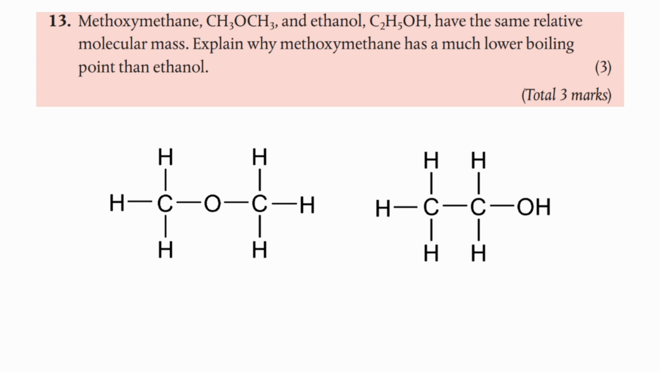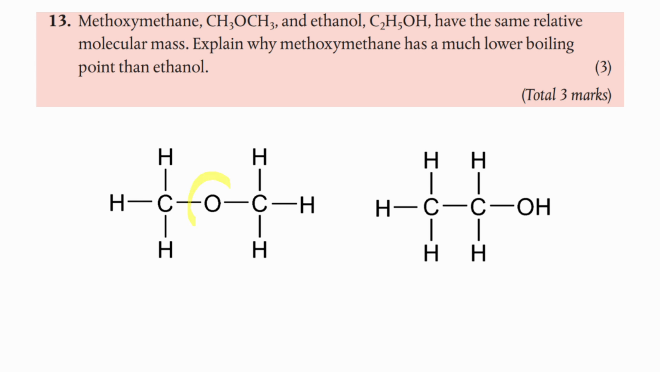Methoxymethane and ethanol have the same relative molecular mass. Explain why methoxymethane has a much lower boiling point than ethanol. I know we already talked about this, but I'm just going to make sure that we completely understand. When we are talking about intermolecular forces, the strongest intermolecular force is going to be hydrogen bonding, and hydrogen bonding can only occur when you have F, N, or O connected to a hydrogen in the molecule.